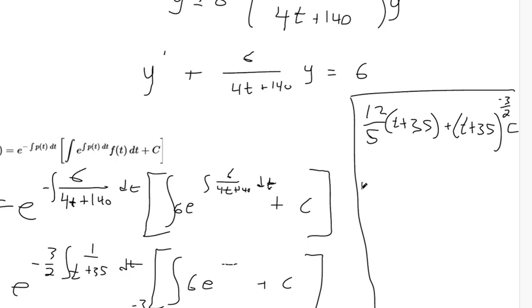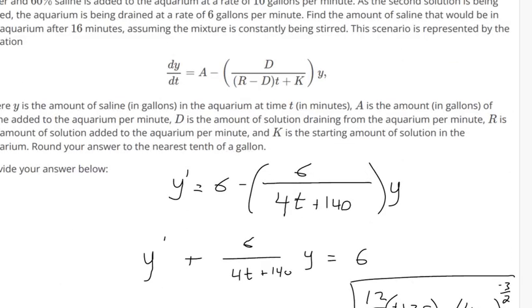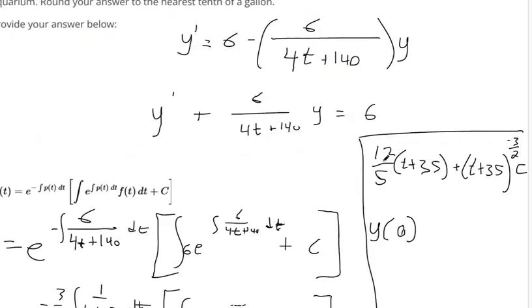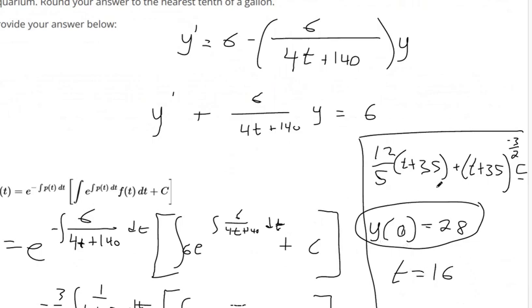What you need to do next is plug in the fact that at time t equals 0, y is the amount of saline. Yeah, so you want to do 140 times 0.2, so what is that? That's 28. So plug in this initial value information to solve for c. And then once you have c, plug in t equals 16, and then we're done. Then we've solved the problem.